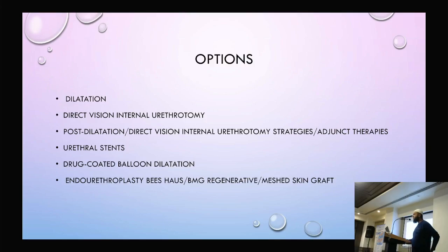So what options can we offer? We have dilatation and DVIU, and with these two commonly performed procedures, we have adjuncts of intralesional steroids and various chemotherapeutic agents. We can use urethral stents. Nowadays, there are drug-coated balloon dilatations with paclitaxel, and endourethroplasty, and a lot of genetic tissue culture and genetic science has come into the picture.